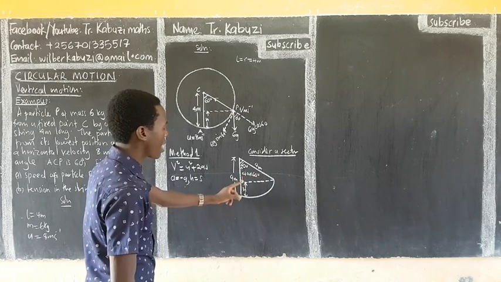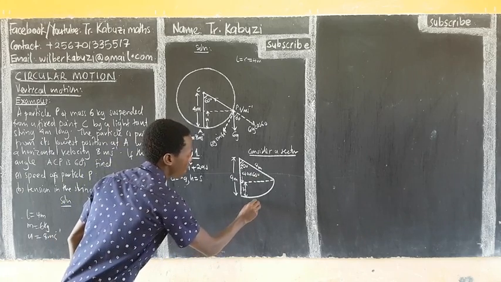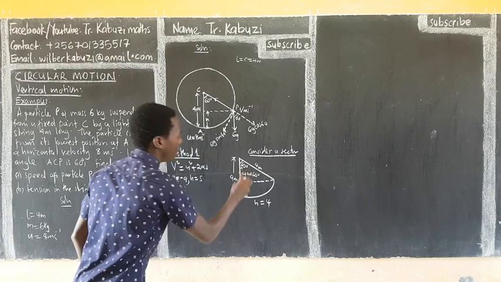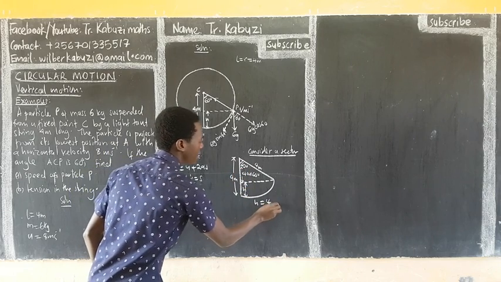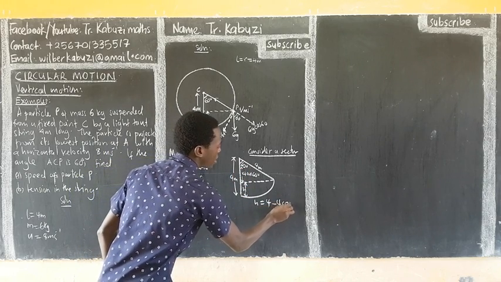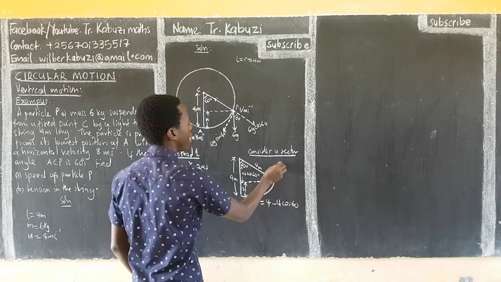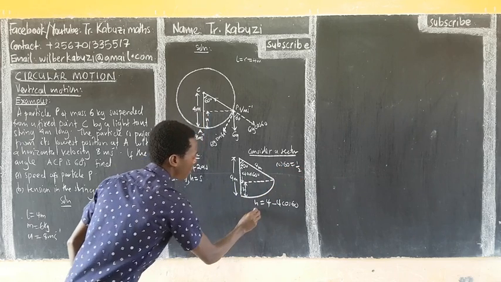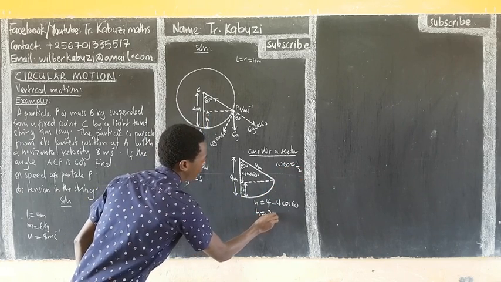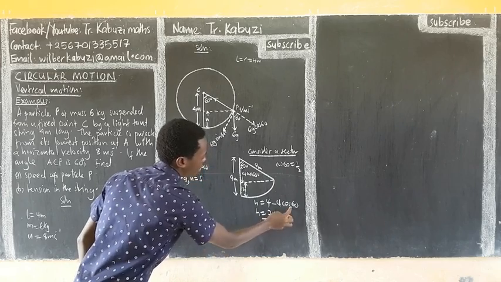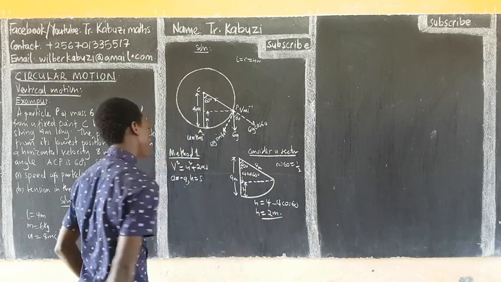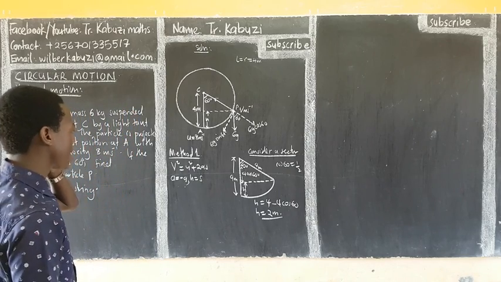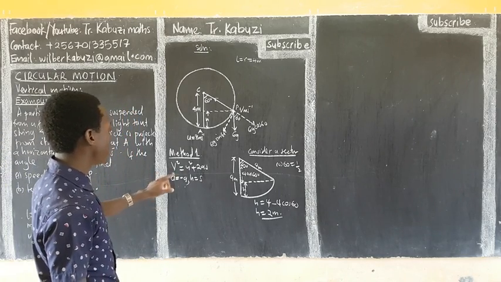So meaning I can get this h by saying my h is going to be 4, the whole, then minus 4 cos 60 degrees. But I know that cos 60 is the same as a half. From there, my height is going to be 2 meters. When you put a half here, you get 2, 4 minus 2, you get that. Now from there, I come and I substitute.